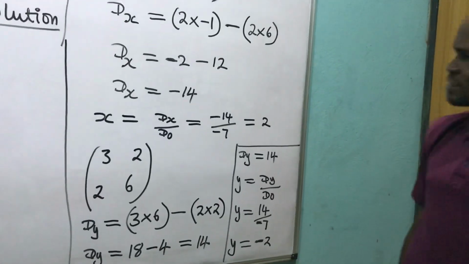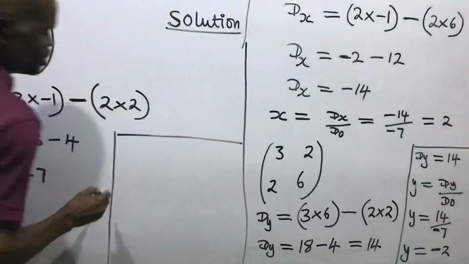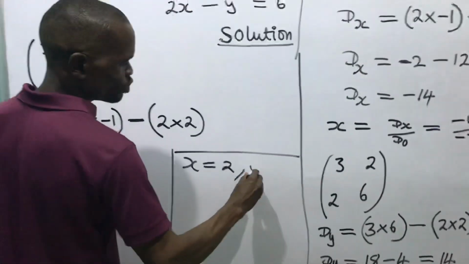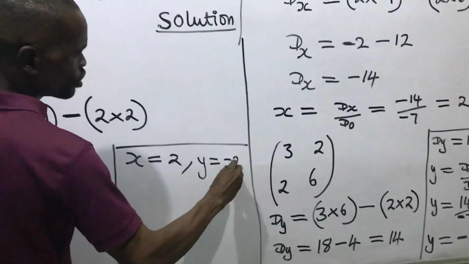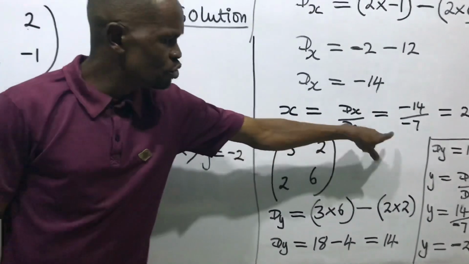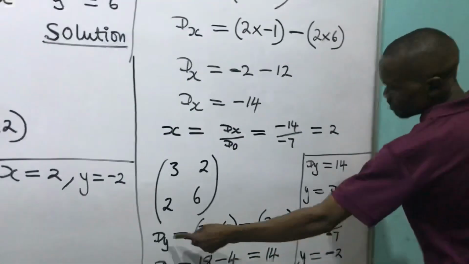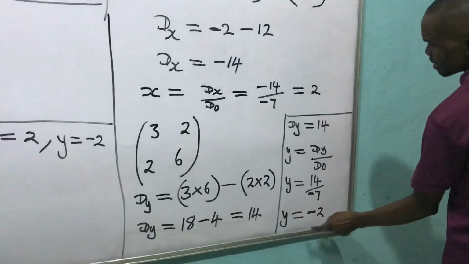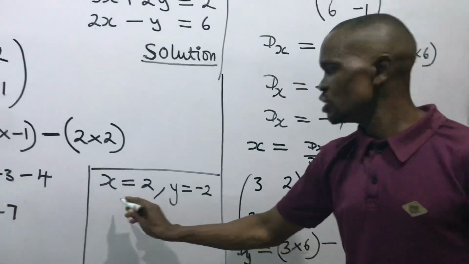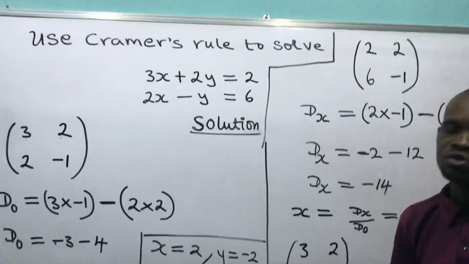So the answer to this question should be x is equal to 2, and y equals minus 2. We solved it to be x equals 2. Look at the value of x here, which is 2. Then the value of y, which is minus 2. And that's the solution to this simultaneous equation using Cramer's rule.